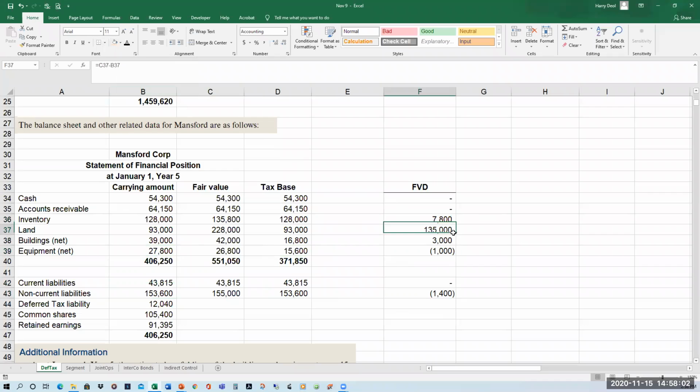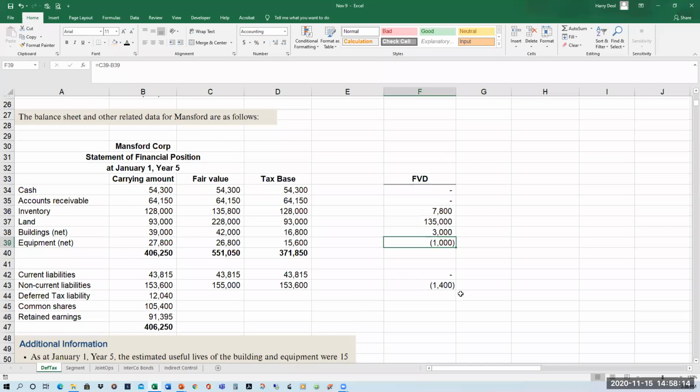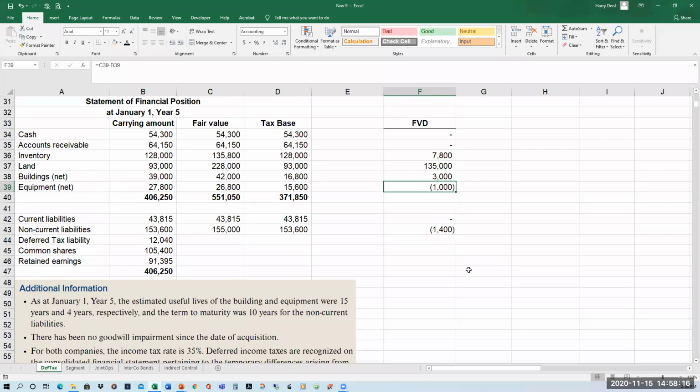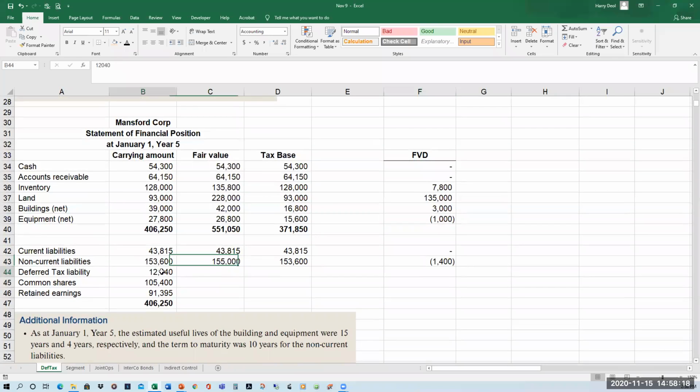Now, these fair value differences will result in additional deferred tax position for this company. We'll take a look at that in a moment. First, I want to explain to you folks how the existing deferred tax liability sitting on the books of Mansford Corp has been calculated. Notice there is a deferred tax liability position of $12,040.